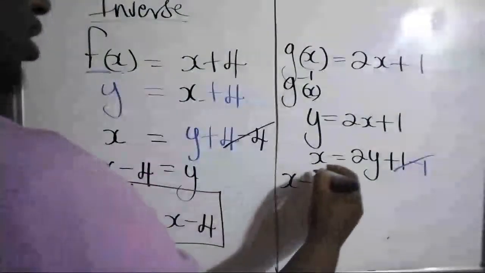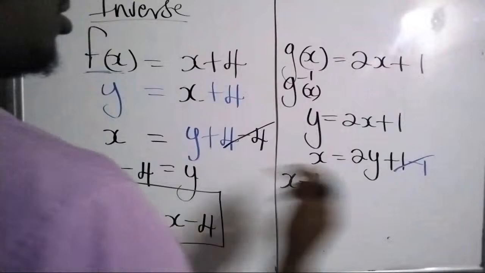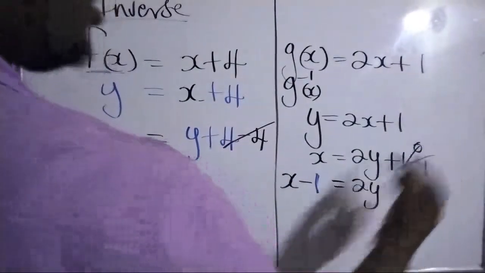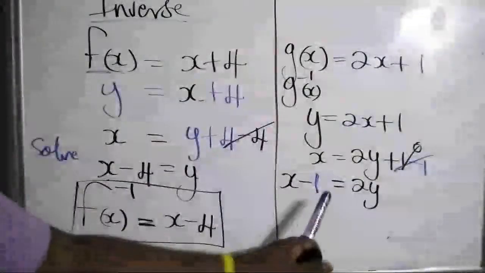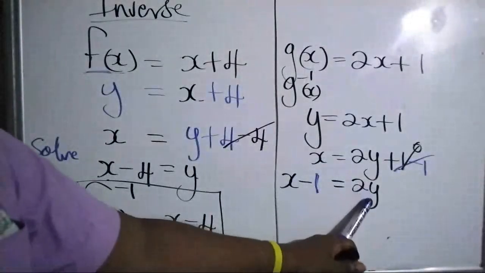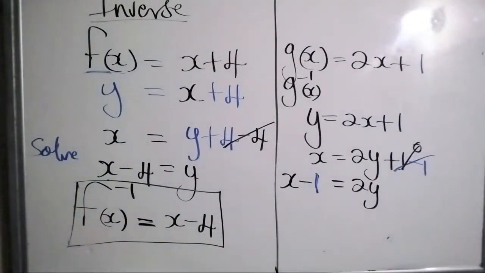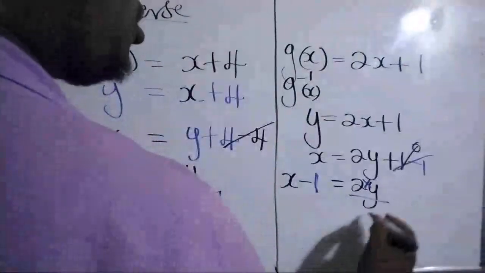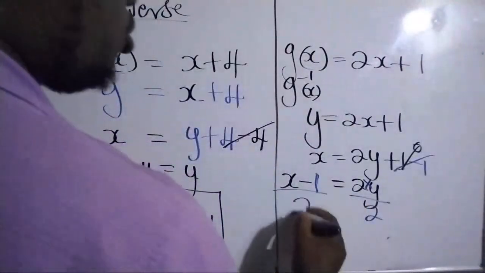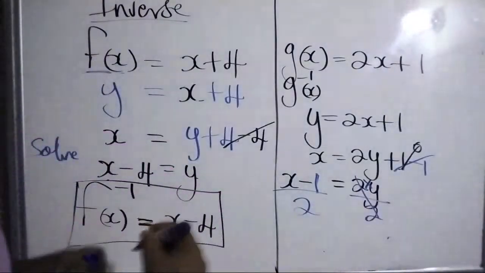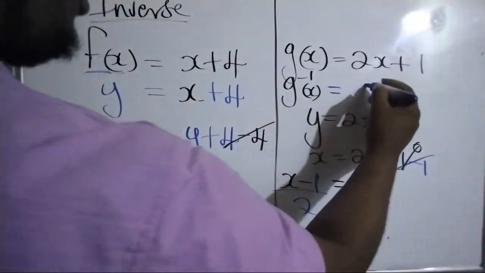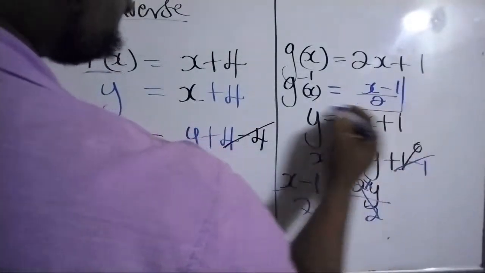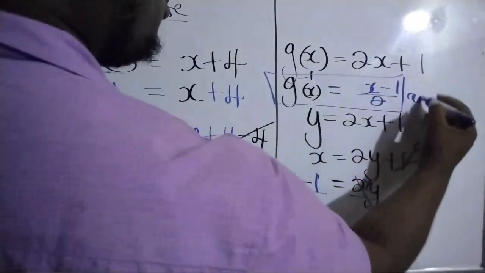So we are left with this now. We are left with 2y, because 1 minus 1 is 0, so we cross that out. Now we are left with x minus 1 is equal to 2y. We take the opposite of 2 times y, and the opposite of multiplication is division, so we divide by 2. And there we have it. The inverse of g is equal to x minus 1 divided by 2. So right here is our answer.